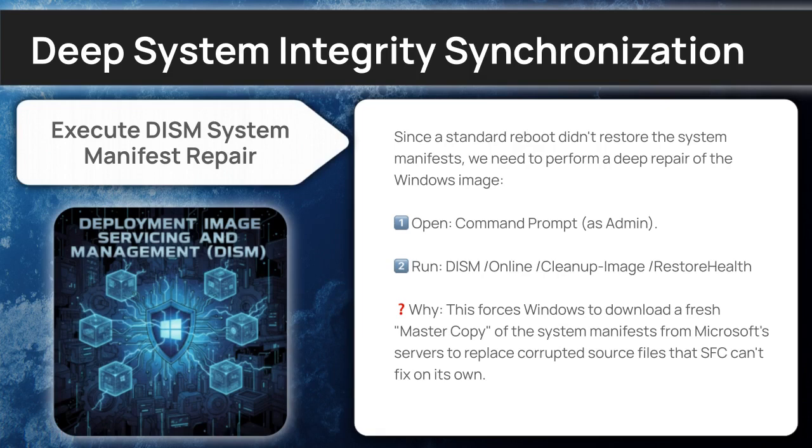First, open command prompt as admin. Second, you're going to type DISM /Online /Cleanup-Image /RestoreHealth, then hit enter. Why are we doing this? Well, this forces Windows to download a fresh master copy of the system manifests from Microsoft servers to replace corrupted source files that SFC can't fix on its own.